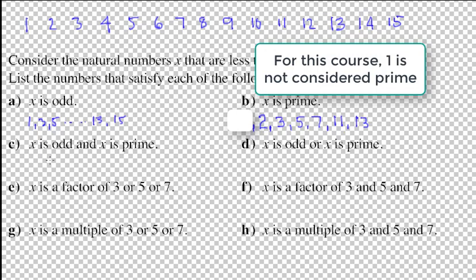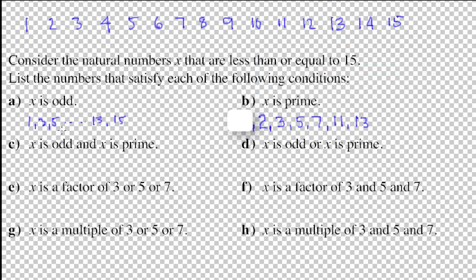Now, X is odd and X is prime. Sure enough, I thought I could get away with shortcutting that list, and I shouldn't have. So one moment while I get caught up. Here's a proper list. 7, 9, 11, 13, 15. Okay. And means both of these things have to be true at the same time.